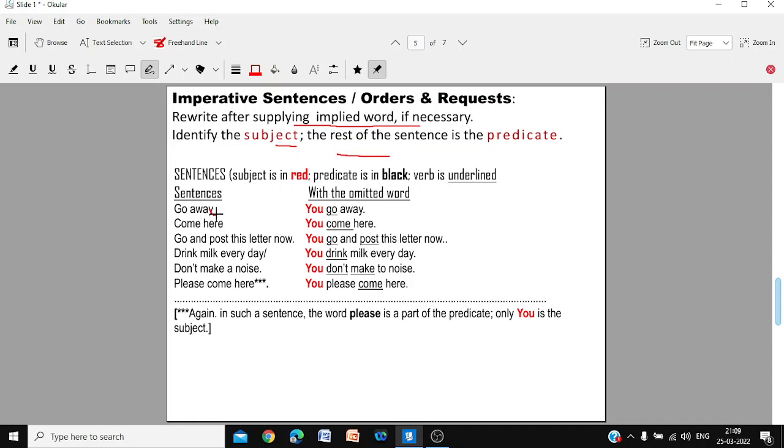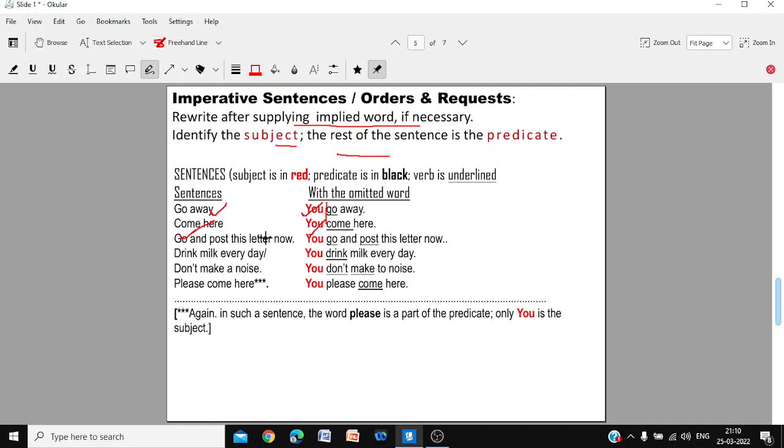Go away. One word is missing. It means you go away. Now you is a subject. Come here. Who will come here? I will not come here, or I will not go there. So you come here. So you is a subject.